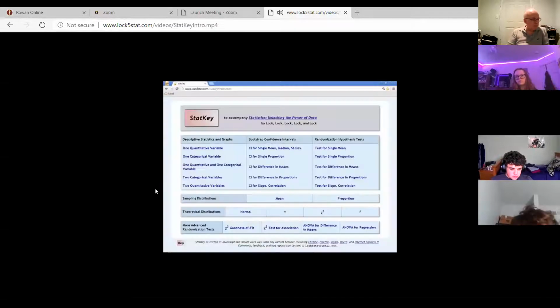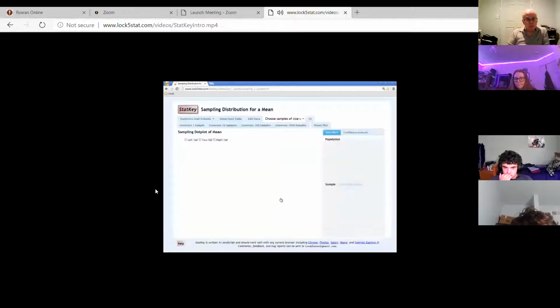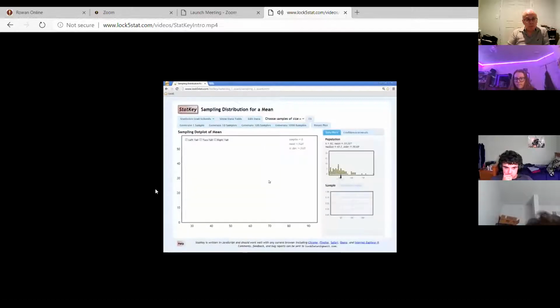So we'll switch over to a live StatKey screen here. And let's start with a sampling distribution, something that may be fairly familiar. And let's do a sampling distribution for a mean. We'll pick this option here. Most of the StatKey procedures will start with a little menu item up in the top here, which has a variety of data sets that are pre-built in the StatKey you can choose from. Most of these are tied into the textbook. So let's choose the Stat Grad Schools.